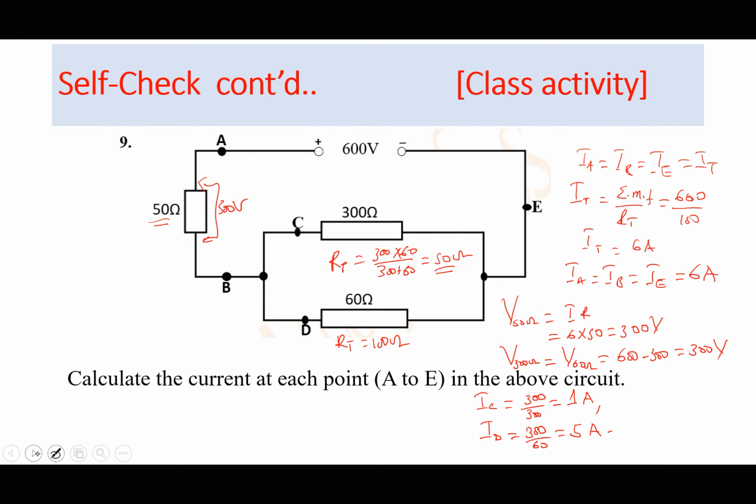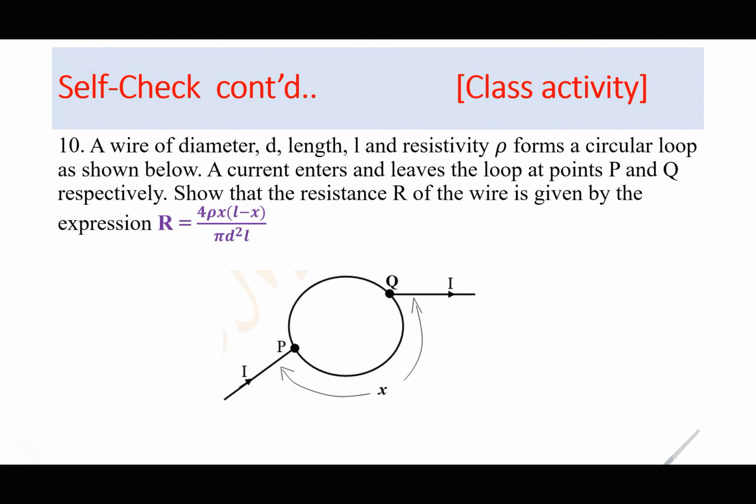Okay. A wire of diameter D, length is L.